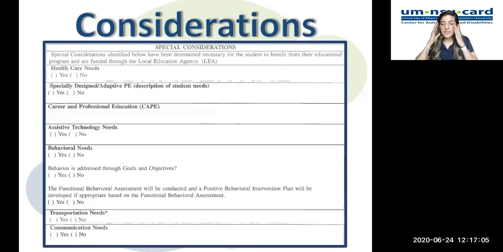Transportation, this is very common, especially for younger children. So maybe the child elopes, maybe they're nonverbal, maybe they are just too young to be safely transported on a general education school bus, so they receive transportation services. And finally, in terms of communication needs, when a child has severe language and communication deficits, direct instruction in a mode of communication may be necessary outside of the written goals and objectives, and it will be noted here in this section.